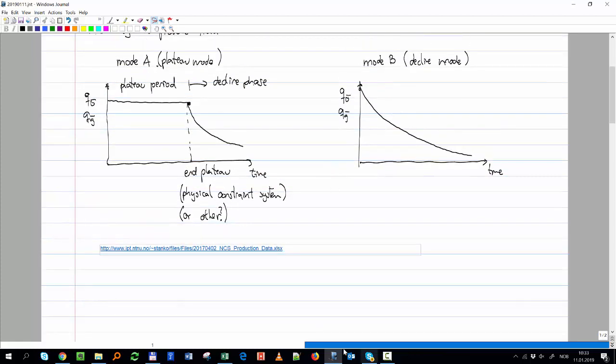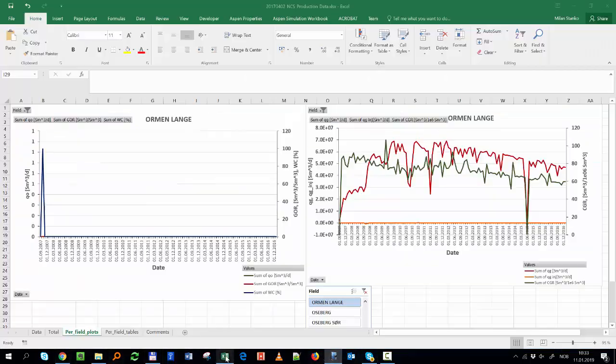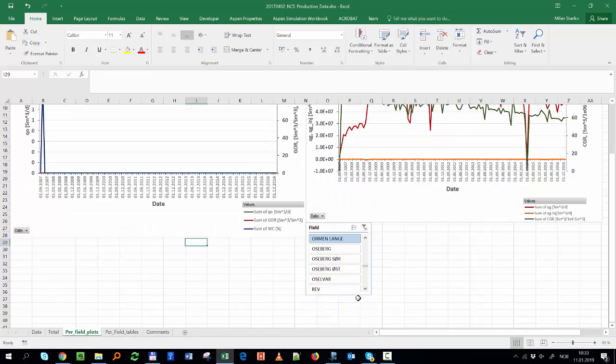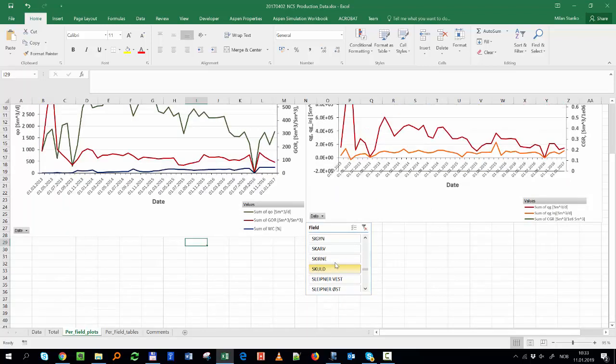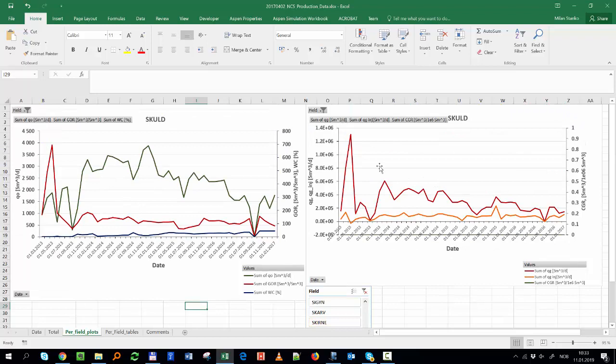So I say if you have some free time, just look at different fields that maybe you have heard on the news or that some of your friends have told you about. You can select here different fields. If it's gas, it will appear here. Oil will appear here. And you can see different things.